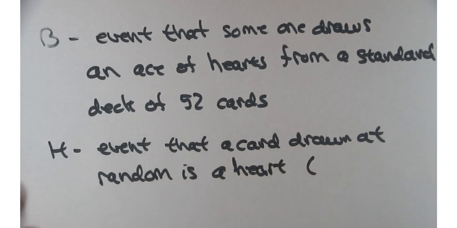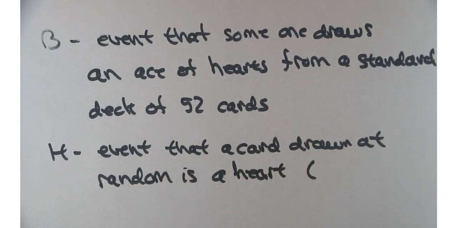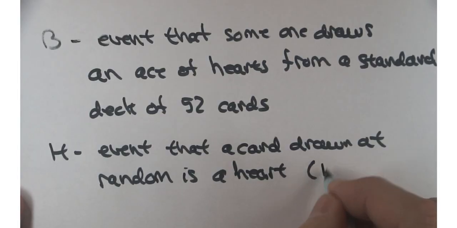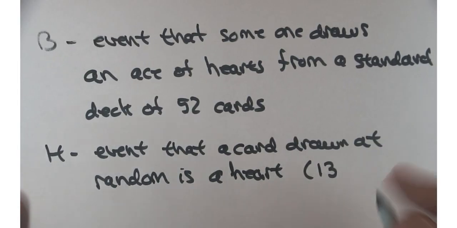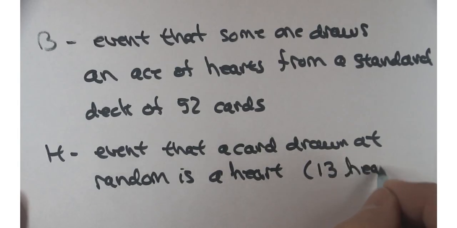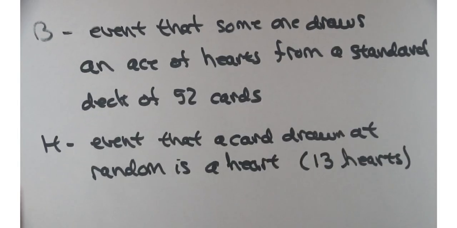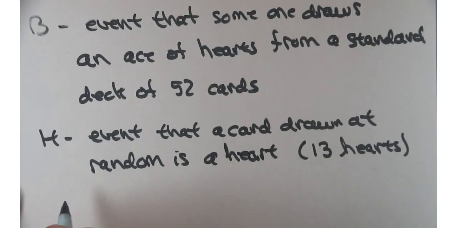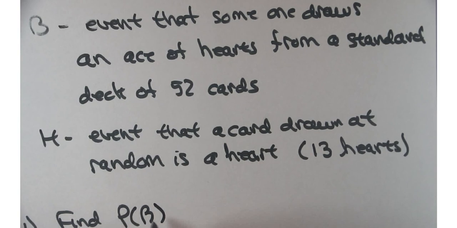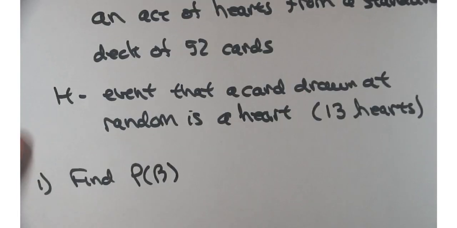Now, just FYI, I don't expect people to know a standard deck of cards too well, and actually different countries have different decks. So there are 13 hearts in a standard deck. There's a couple probabilities that I want you to find, and then I want you to decide if these events are independent. So first of all, find the probability of B, and secondly, find the probability of B given H.